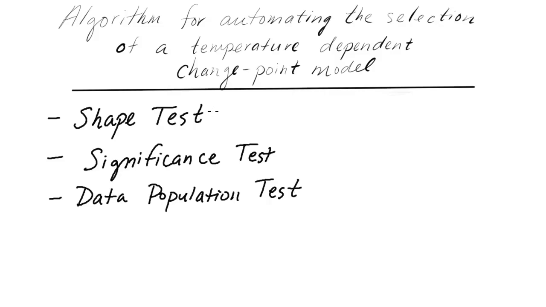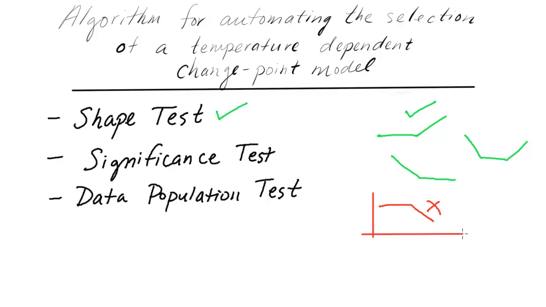Now, in the first video, we covered the shape test, which said that for these change point model shapes, and what we're talking about are shapes that look like this, like this, like this, there are only certain shapes that are good. There are many other shapes, perhaps something like this, that are bad. Again, throughout all of this, what we're discussing is graphs with temperature as our main input and energy use as our main output.